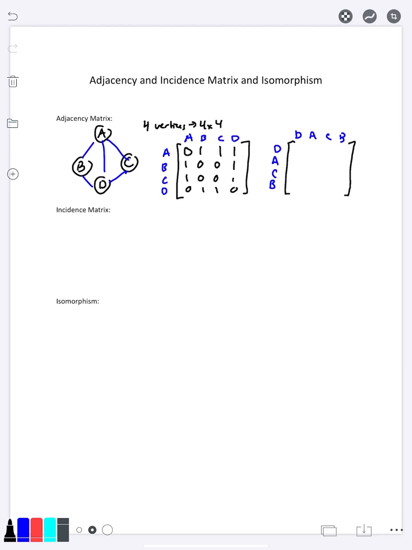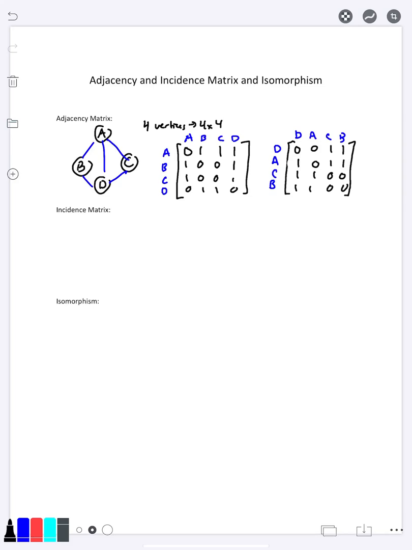So D is connected to both B and C. It's going to be that. And A is connected to B and C. So A is going to be like, and D, sorry. And C is connected to A and D. And B is connected to A and D. And so you see here, you do get a different matrix. However, these two matrices contain the same information. They contain the entirety of that graph and how things are connected.